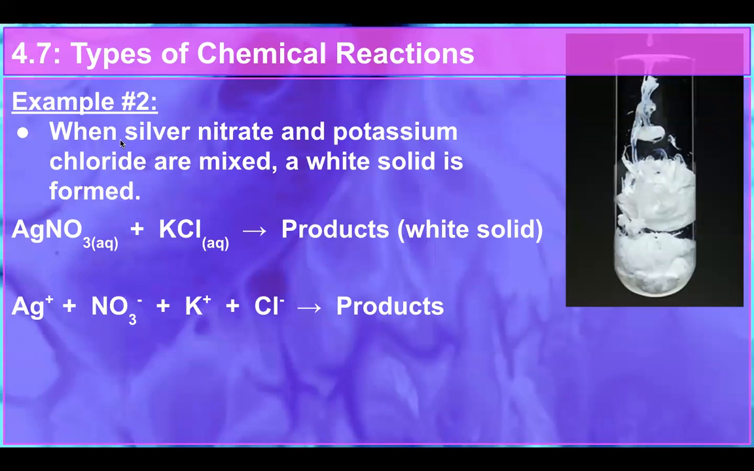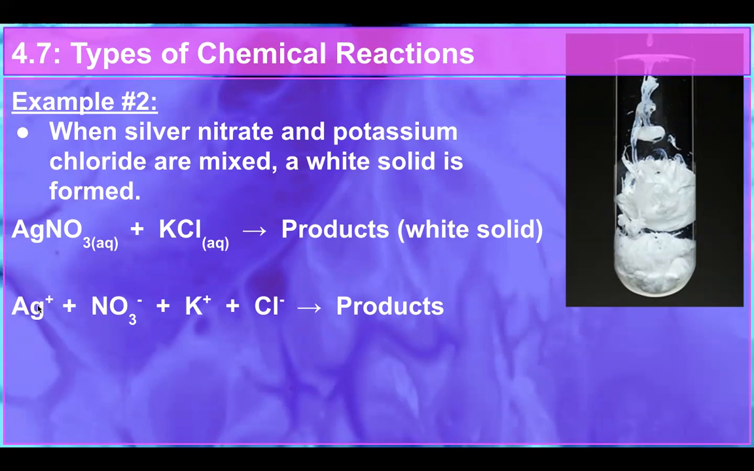Okay, so next we have silver nitrate and potassium chloride. So two solutions, and when they're mixed together, a white solid forms. So silver nitrate, potassium chloride, and we form a white solid. So which combination of these is going to be our solid?